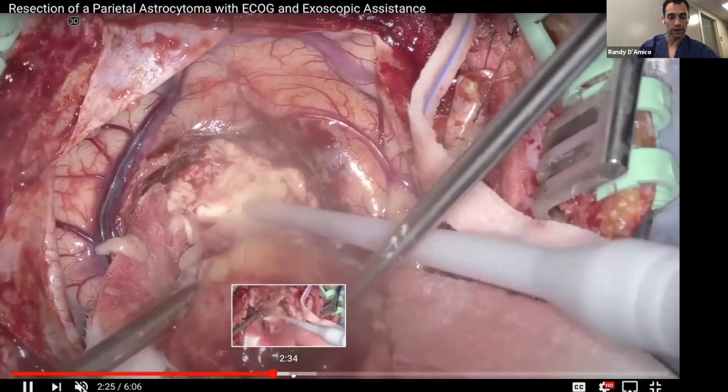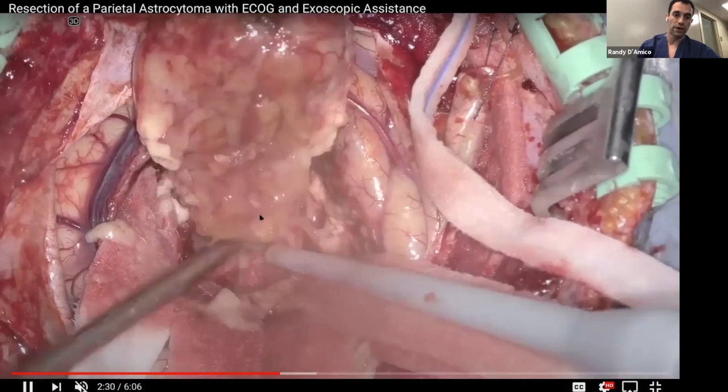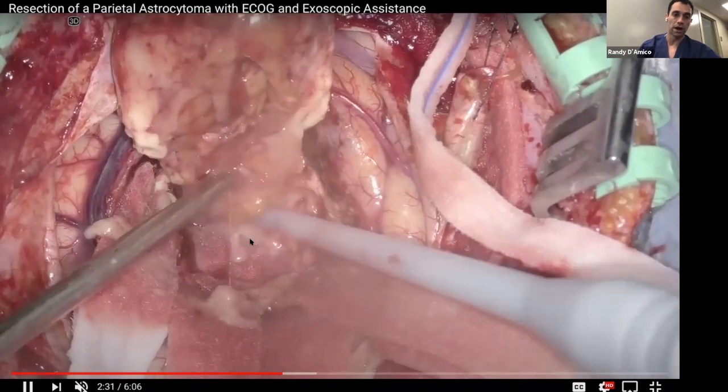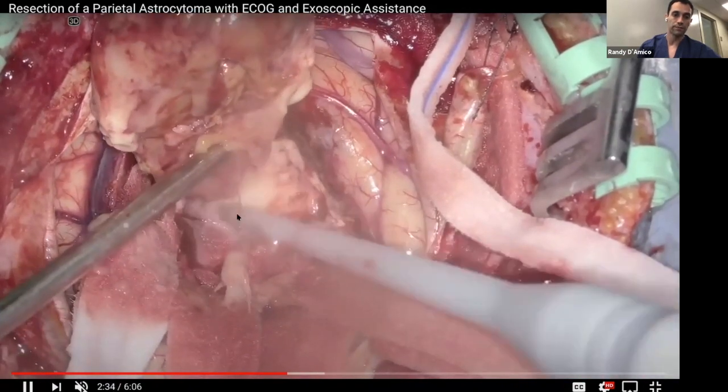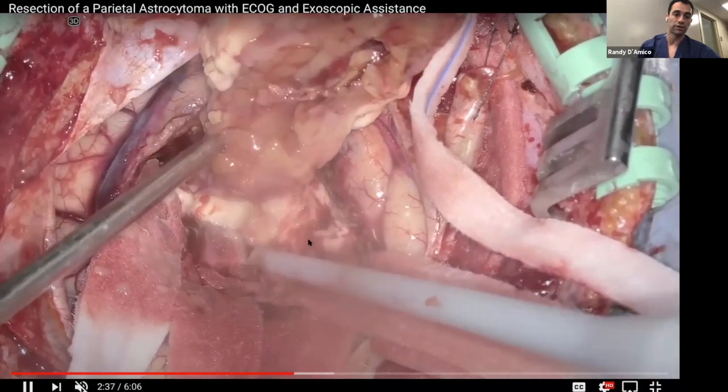All right, ultrasonic aspirator. So here at the depths, that tissue is a little bit whiter. Now you're closer to these white matter tracts at the bottom here. You can see how this just separates the tissue right there. And that's the bulk of it coming out.